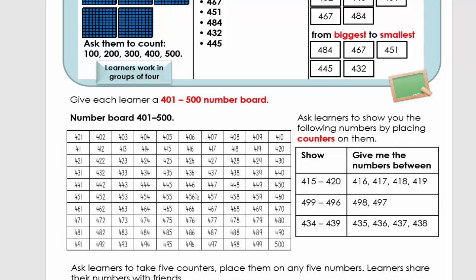So now how we're going to use this board is we want the learners or the children to show us where is 415 on the board and going right to 420. So we're going to count 415, 416, 417, 418, 419, and 420. After you've done that, you can also circle these numbers and then ask which numbers will be between these two.